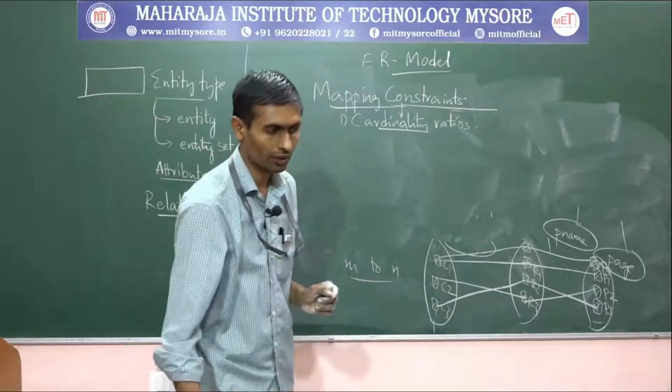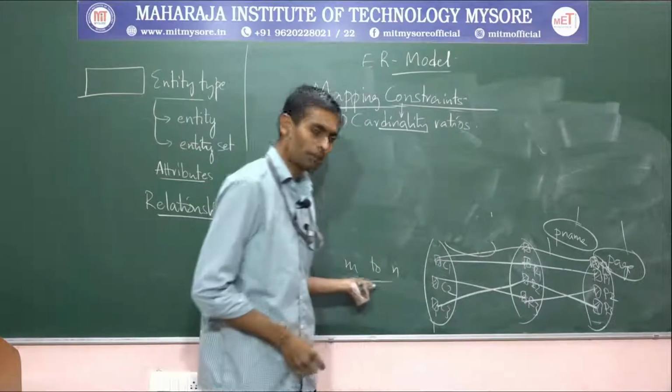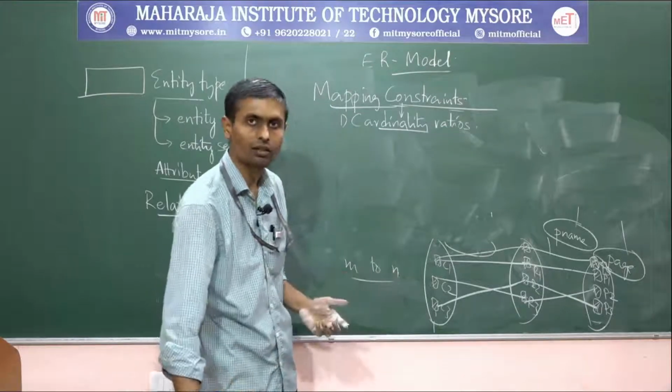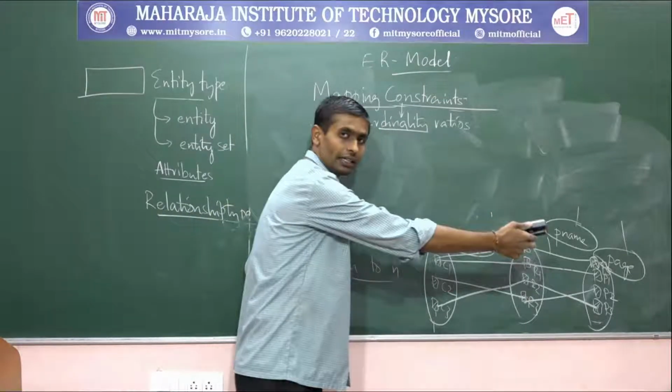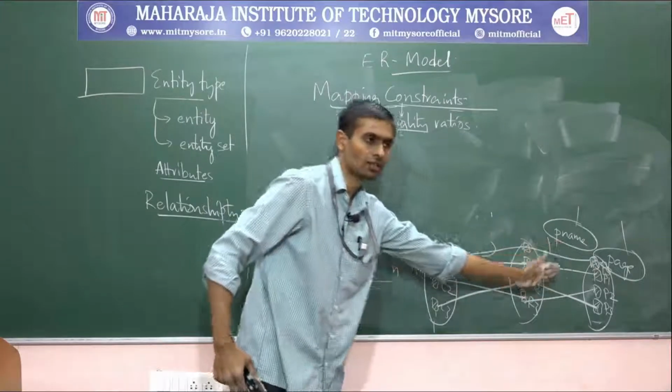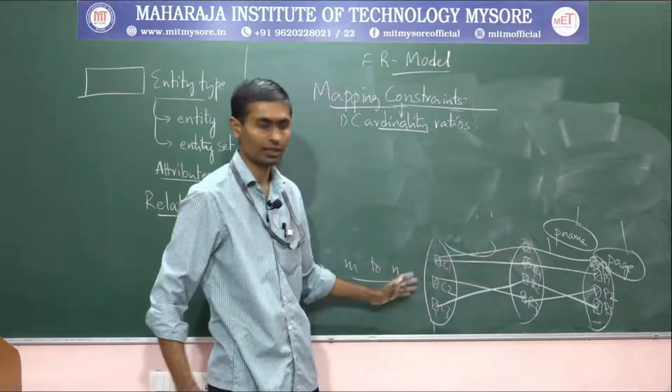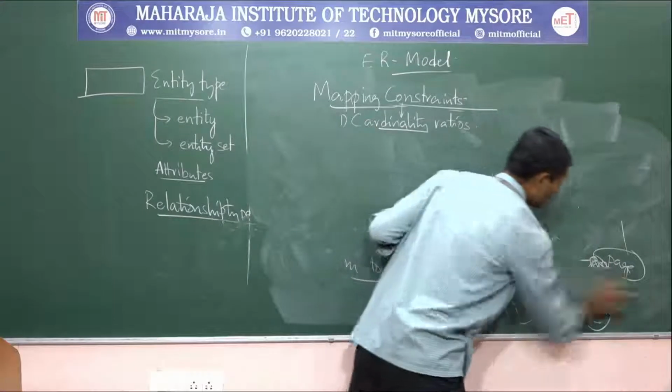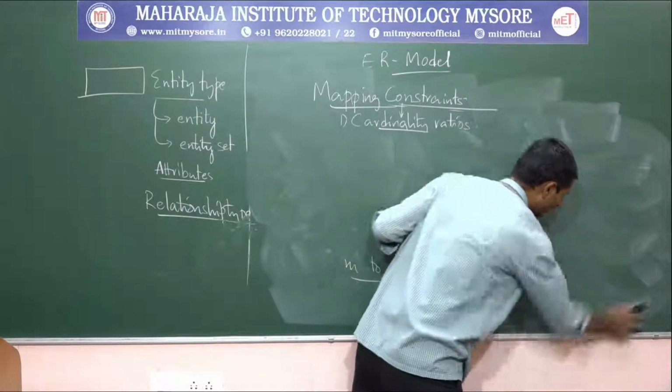Last one, many to many cardinality. What does it represent? One instance connected with what? Many instances of another entity type from this end, and one instance of that connected with what? Many instances of this entity type through a relationship type. Then this we call by name many to many.